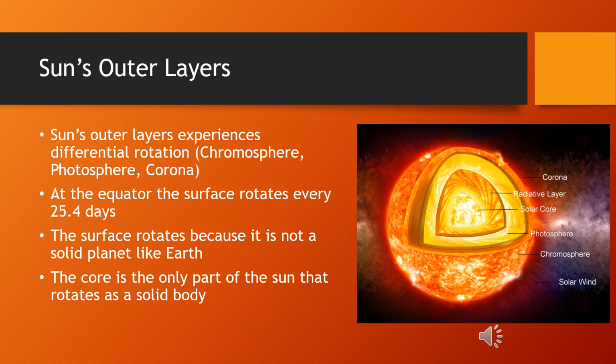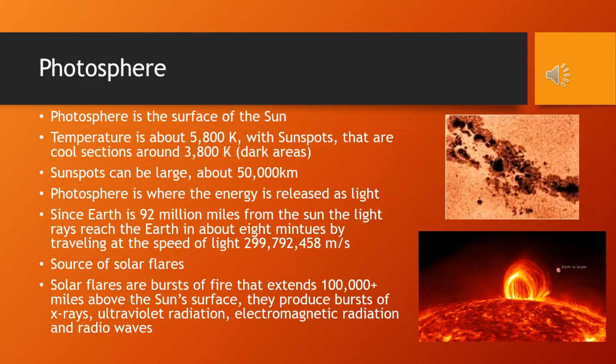After the convection zone, now we've reached the sun's outermost layers, like the chromosphere, the photosphere, and then the corona. These outer layers actually experience differential rotation. So at the equator of the surface, it actually rotates every 25.4 days. The surface rotates that much and that often because it's not a solid planet like Earth. It's kind of like in a gaseous state. The core is the only part of the sun that actually rotates as a solid body.